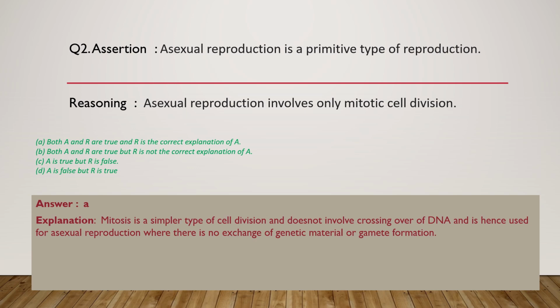with recombination of DNA, duplication of DNA, and again halving of the chromosomes. It's a more complicated process, which is used mainly in the development of gametes. Whereas mitosis is a simple process of cell division. It does not involve any kind of DNA crossing over, and hence asexual reproduction uses mitosis, because in asexual reproduction there is no exchange of genetic material at all.